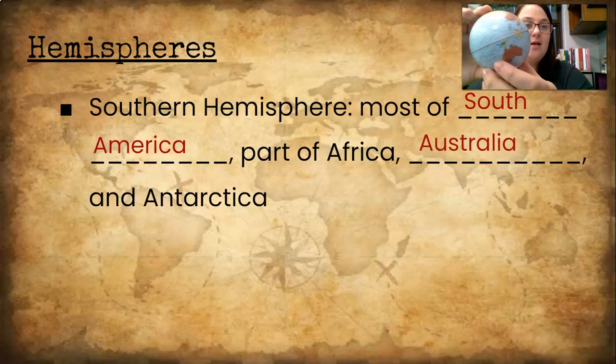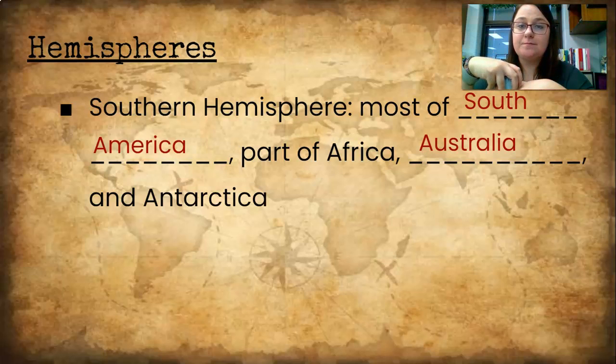Also, Australia is completely in the southern hemisphere. So that's where your kangaroos and all that are, in the southern hemisphere. And also, boop, Antarctica is down in the southern hemisphere.